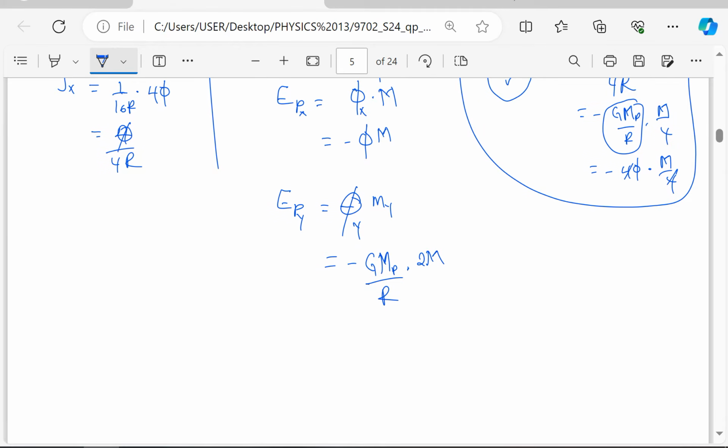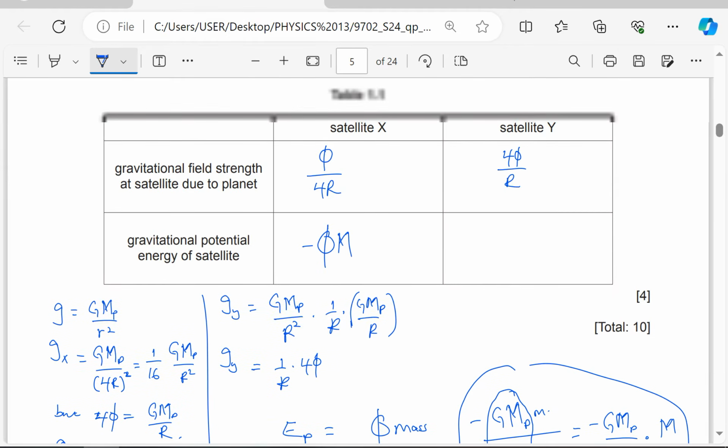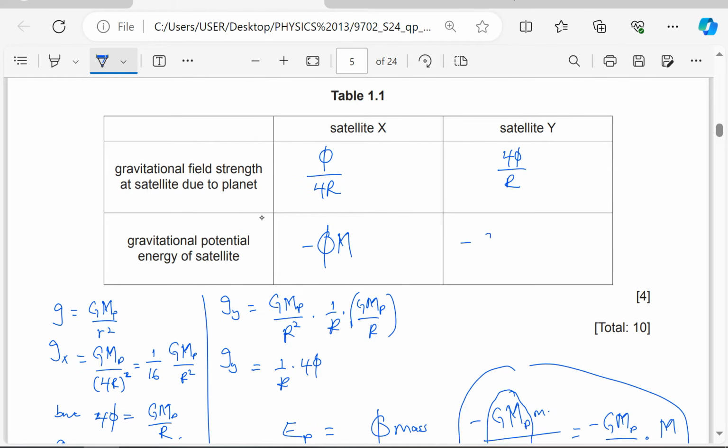But I want you to not forget that we have already seen that this one alone was 4 phi. So this is going to be negative 4 phi, then times 2 times M, which gives us negative 8 phi times M, or negative 8 M times phi. So the order doesn't matter. So this will be negative 8 phi times M. Okay, so that one is the question.